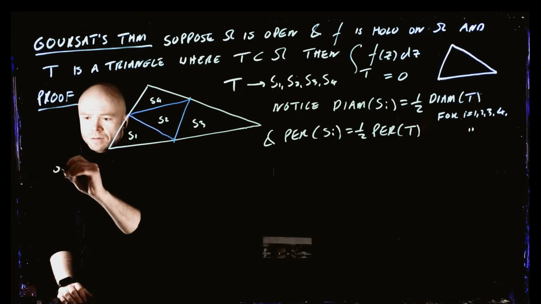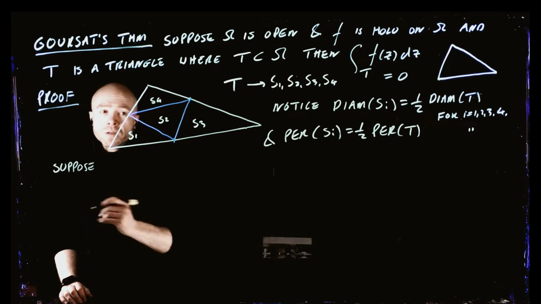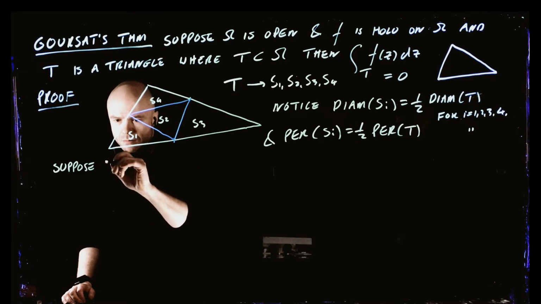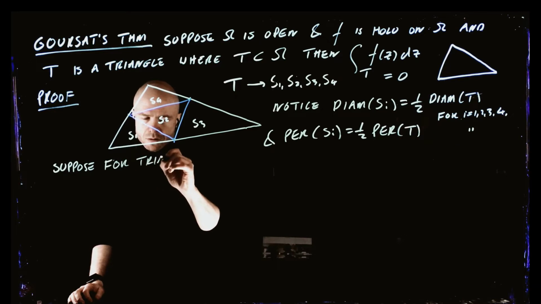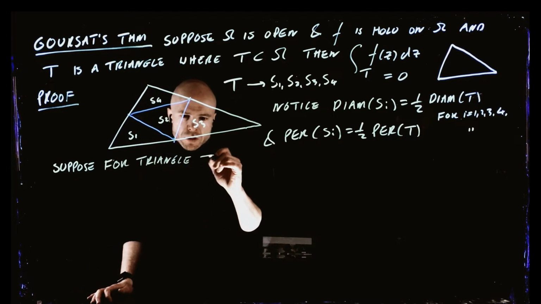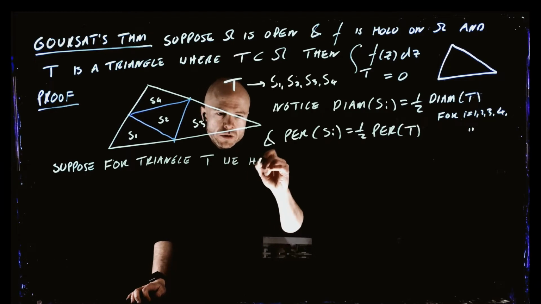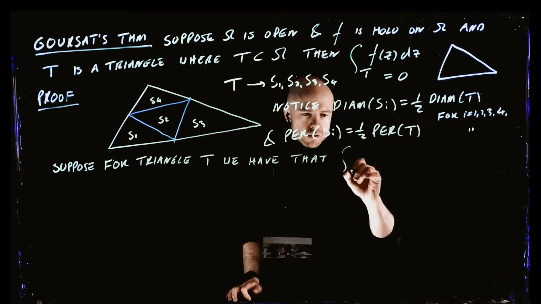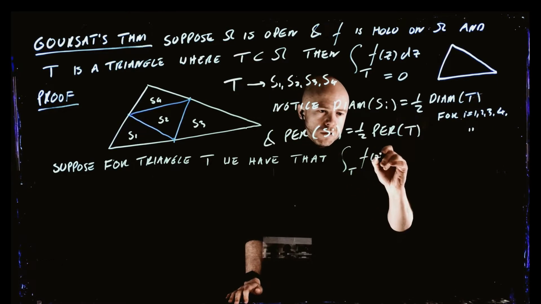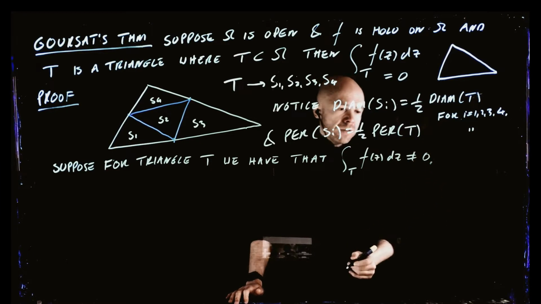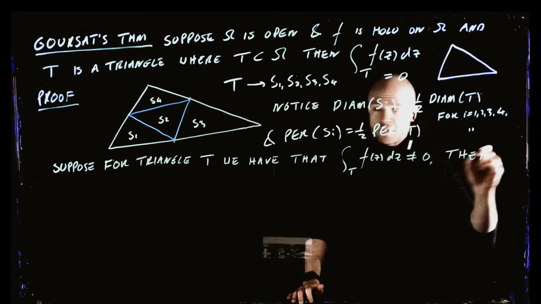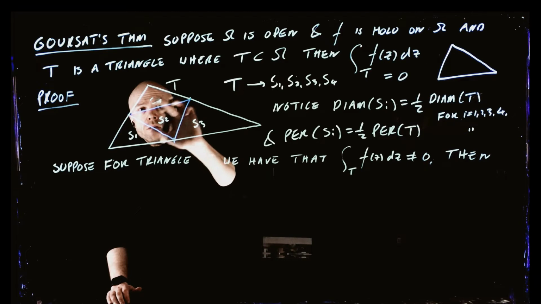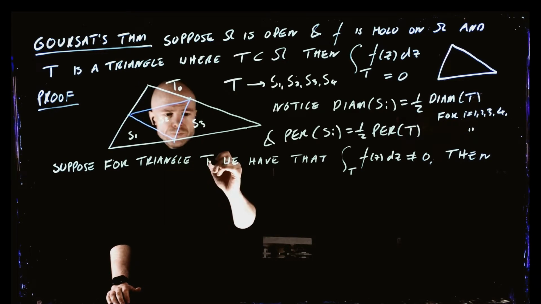So suppose the theorem is false. So suppose for some triangle T, we have that the integral around T of f(z) dz is not actually equal to 0. Yeah? Then we're going to take our triangle T, I'm going to repurpose this picture, and actually, let's call it T0.